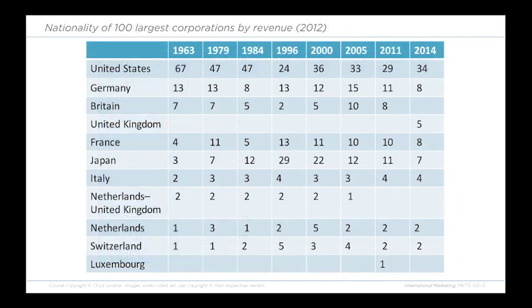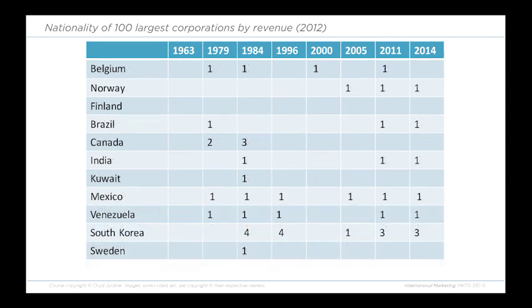Here's a slide that illustrates the evolution of U.S. dominance in being the home country for multinational corporations over time. These are the top 100 largest companies in the world based on their revenues, and this is a 2012 snapshot. Take a look at the U.S. Back in 1963, 67 of the top 100 companies were based in the U.S. Now that number is like half of what it was, right? As of 2014, that's 3 years ago, we were at 34.